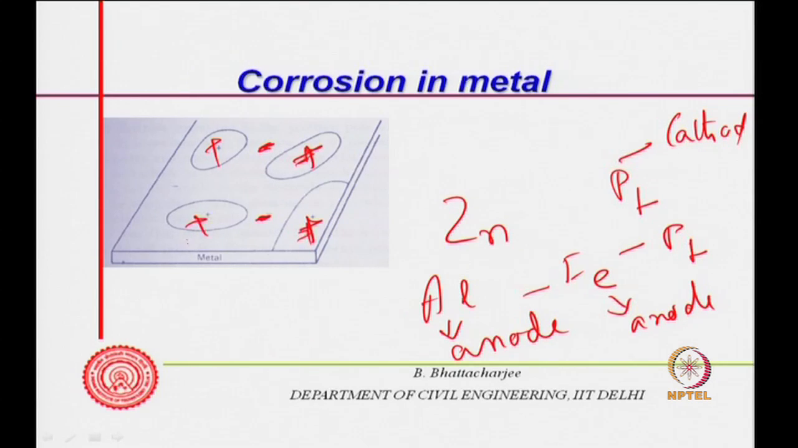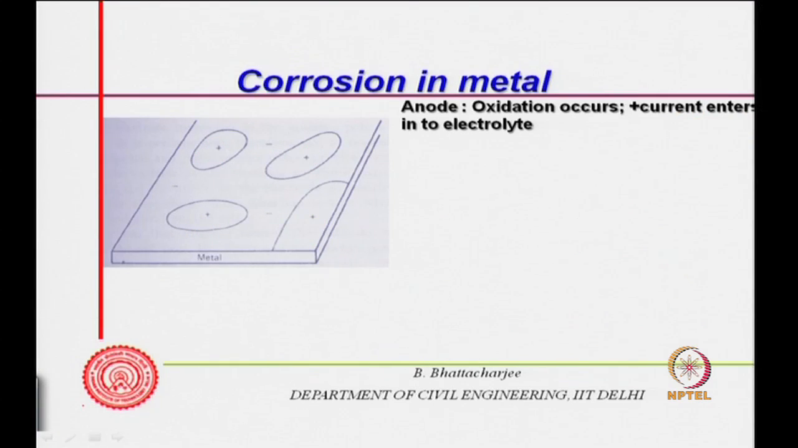So, cathodes and anodes can form in the same metal itself. When you are looking at wet or aqueous corrosion, it is electrochemical, and anode and cathode can form in the same metal, because its composition differs from point to point, and the concentration of the electrolyte outside may also differ. So, you cannot have an identical metal or alloy. If you consider a rebar, it will not be exactly the same throughout. Some portions will have a higher tendency to lose electrons and will act like an anode. At the anode, oxidation occurs and current enters the electrolyte, like I said for zinc.